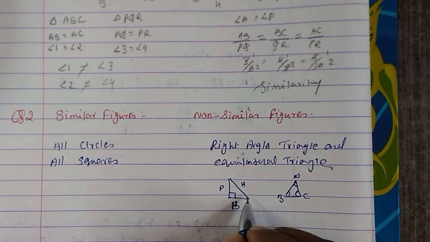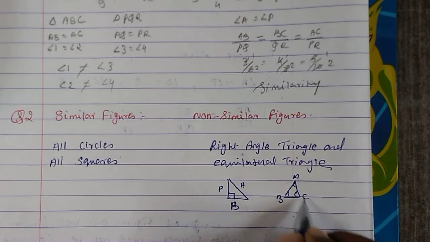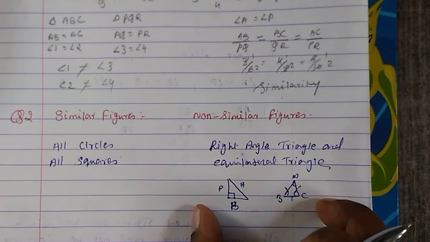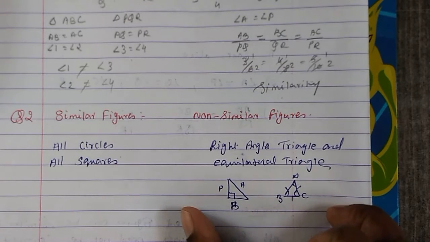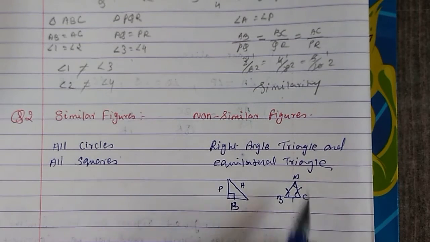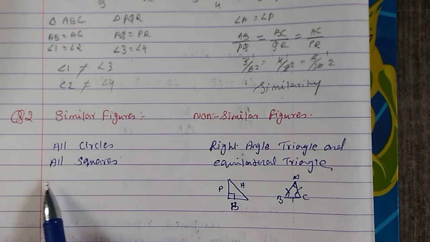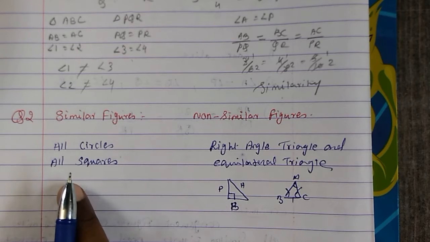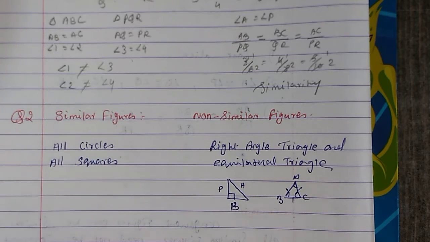In the same way, here the hypotenuse and the two sides are different, and here all sides are the same. So this becomes a non-similar figure. Neither the ratios of the sides are equal, nor the angles are equal. So this comes under non-similar figures. And similar figures, all circles and all squares, can be similar figures where the angles are equal but the sides differ.